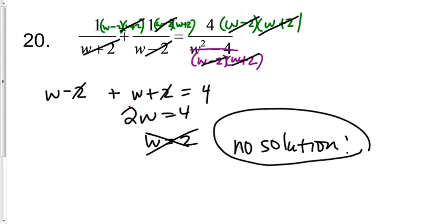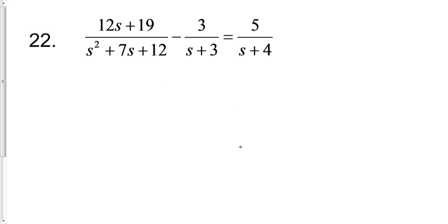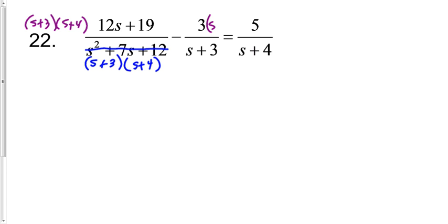Okay, last one I'm going to do with you is 22. This one involves some factoring as well, so let's take a look at this trinomial. Can I find 2 factors of 12 that add up to 7? Well, I certainly can. It would be 3 and 4, so we can break it down into s plus 3 times s plus 4. And notice now, if we multiply everything by those 2 factors, we're going to cancel out our fractions. So I'm going to multiply by s plus 3 times s plus 4. Same thing here, and same thing over here.